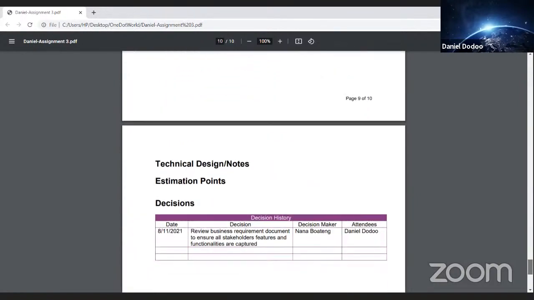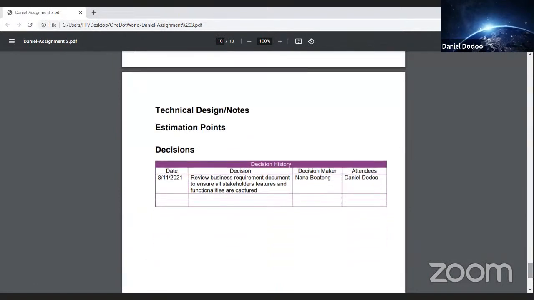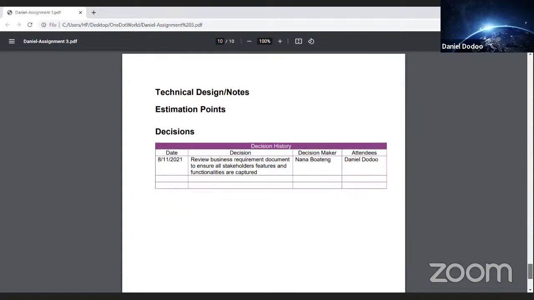We move on to our technical design or notes. With our technical design or notes, we have to review business requirement documents and ensure all stakeholder features and functionalities are captured. And this was the summary notes of our BRD document. So the core aim of this document is to gather the core functionalities of our features and then review it.